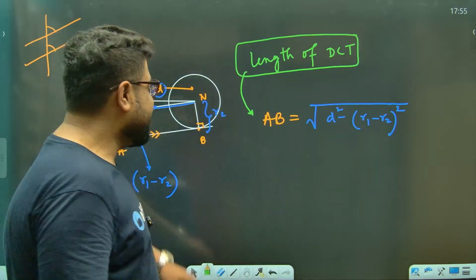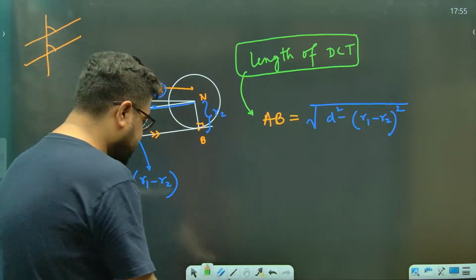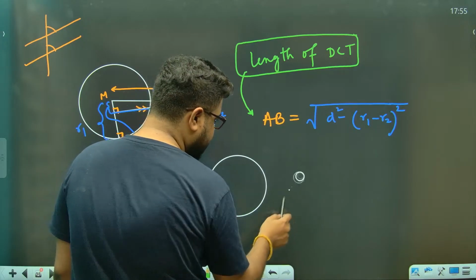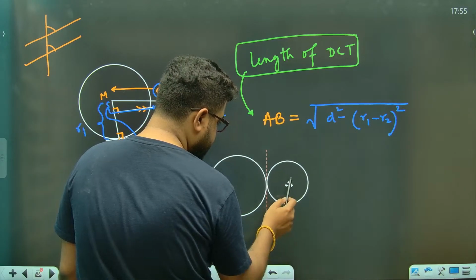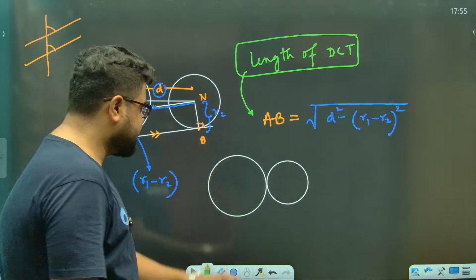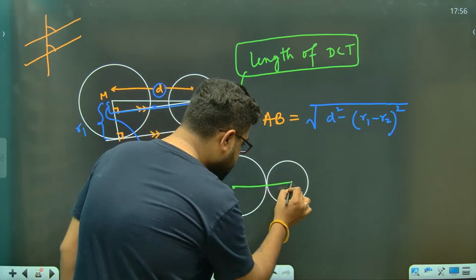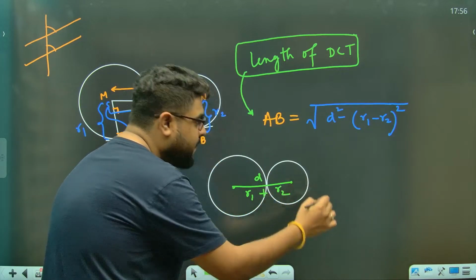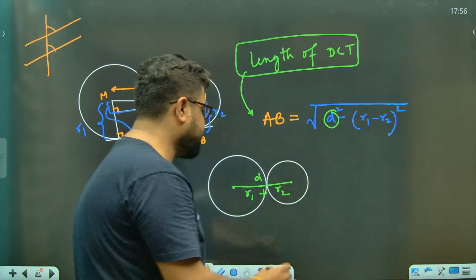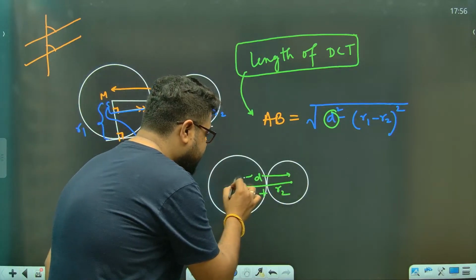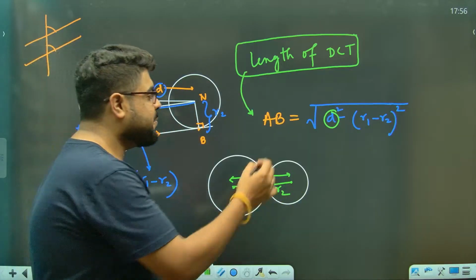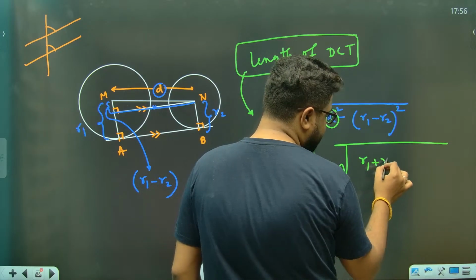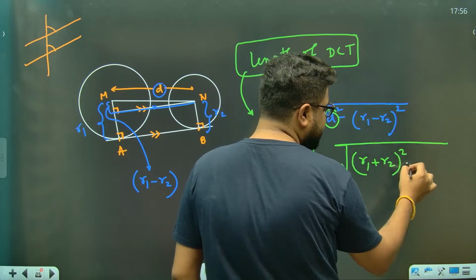Now please understand, what if the circles touch each other? What modifications do we need to make? You see what happens. Now this D is equal to R1 plus R2, the distance between the centers. Put it now: root over R1 plus R2 whole square, that is D square, and minus whatever was there, write it down.